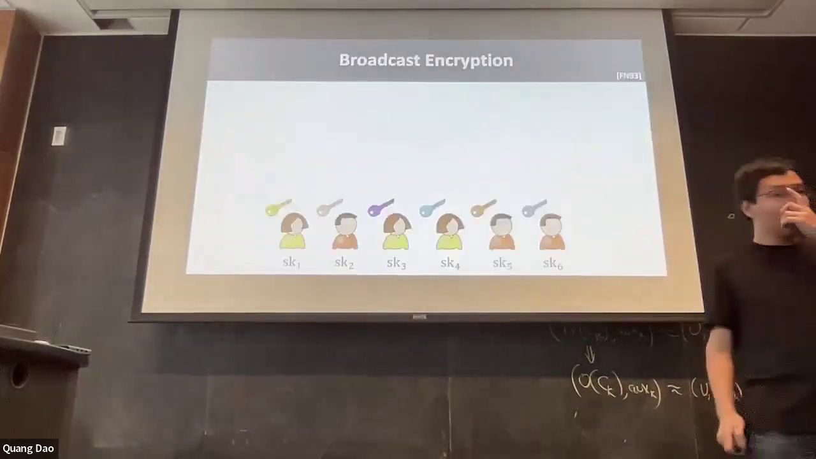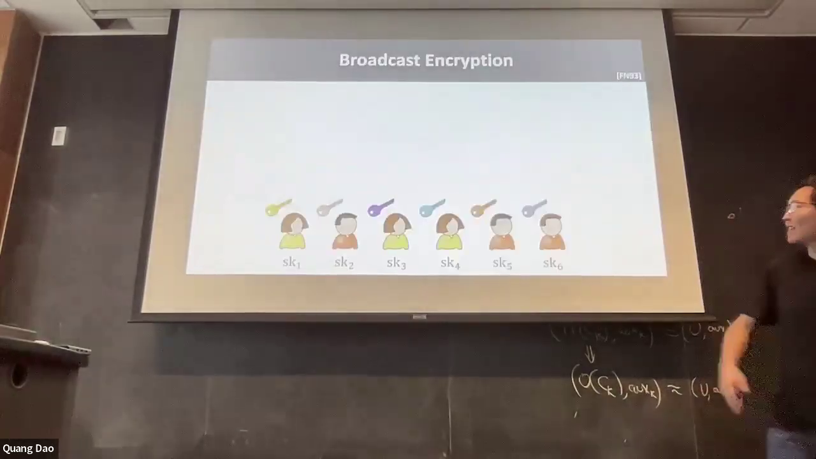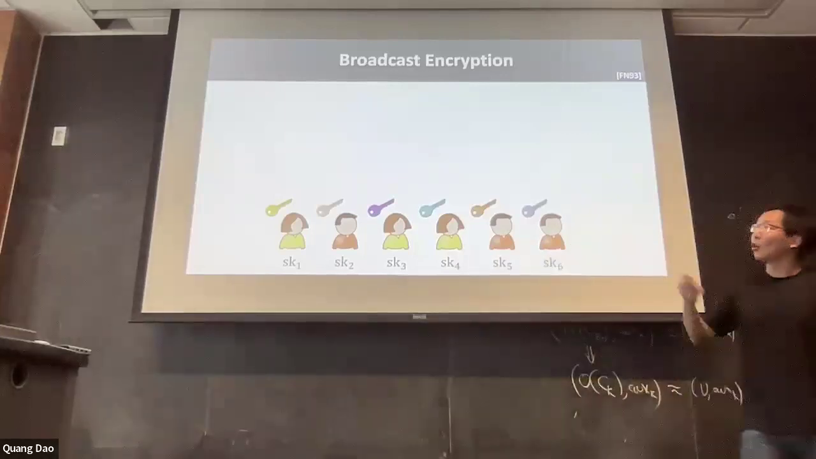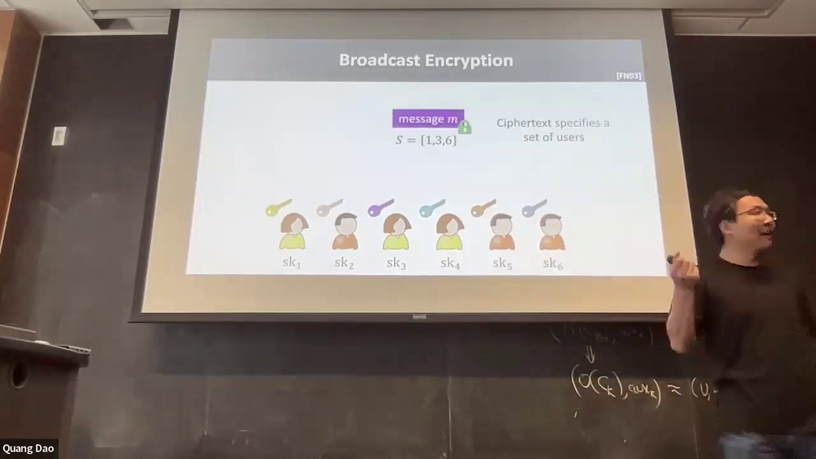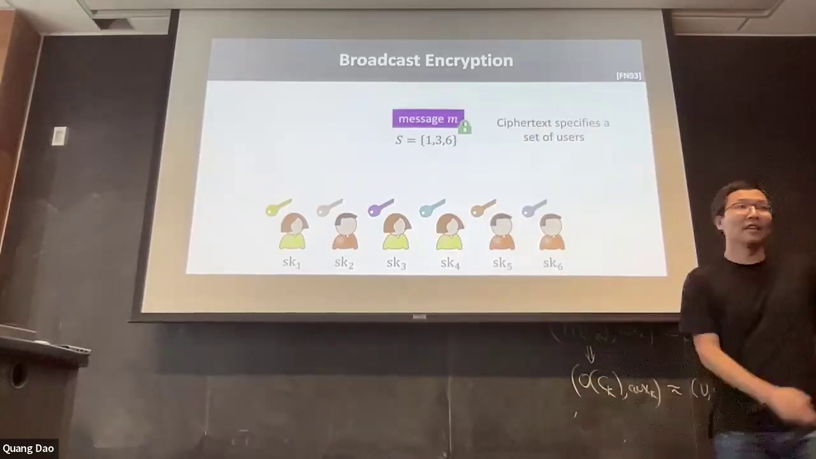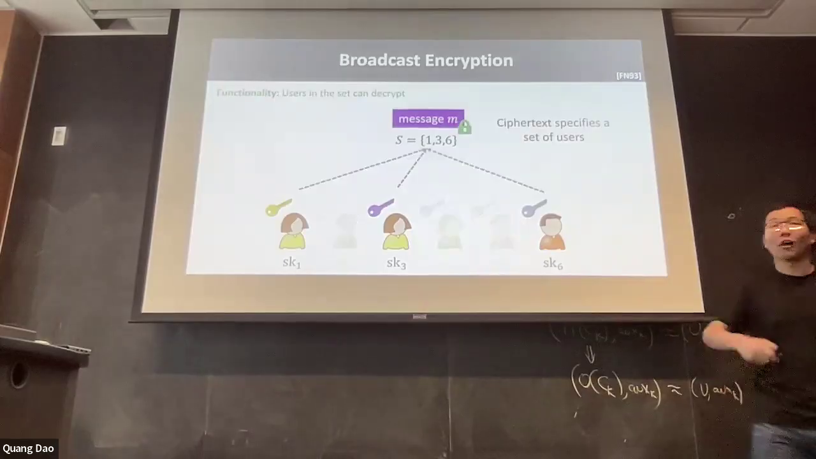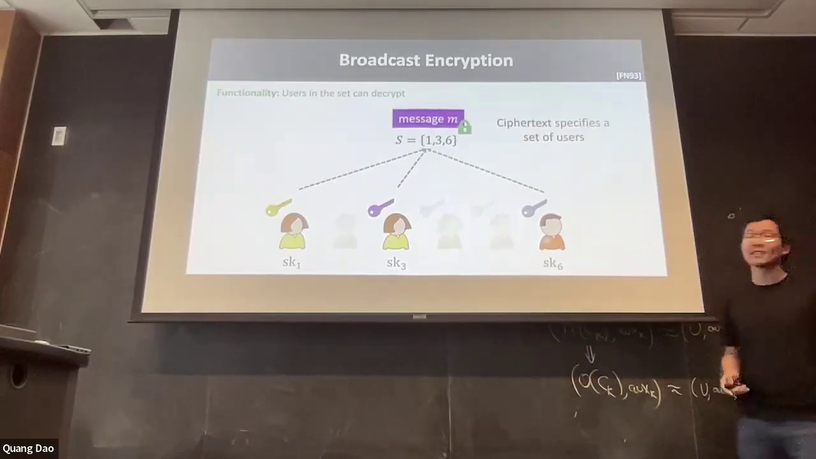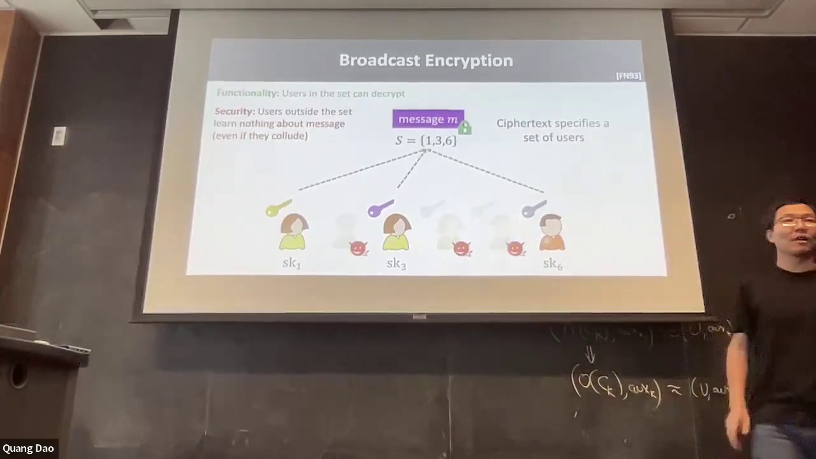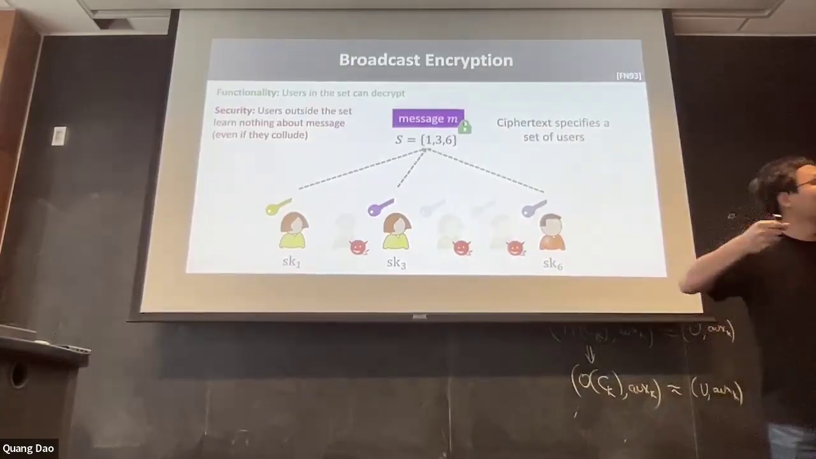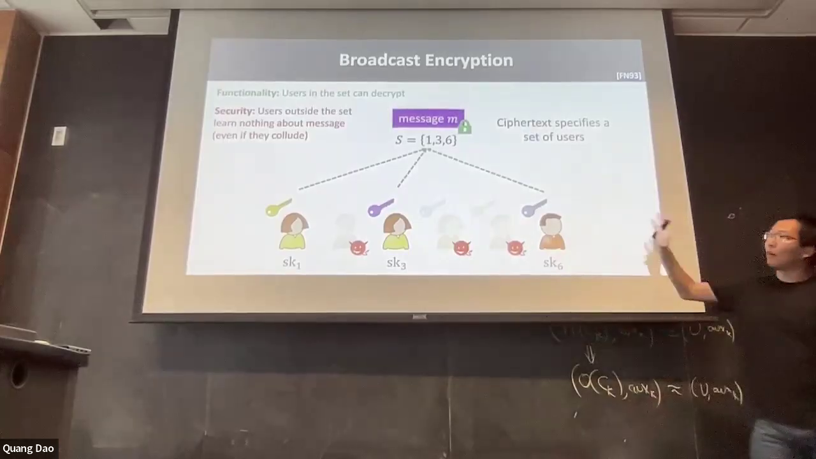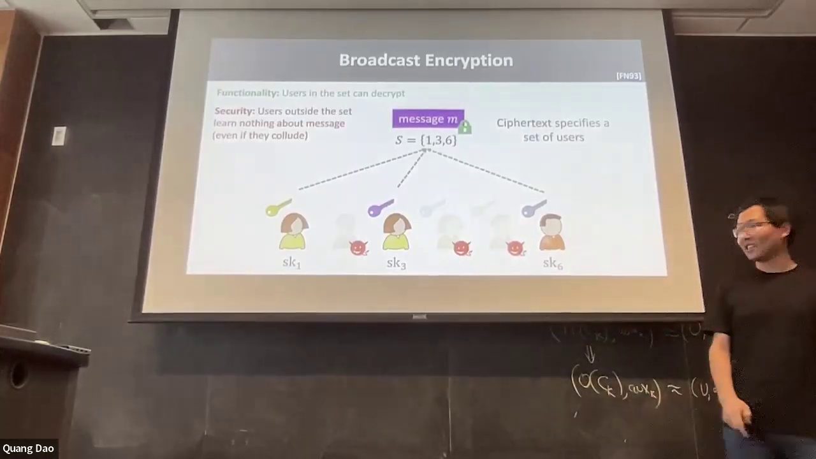So the focus of this talk will be the problem of broadcast encryption. In this setting, there are a number of users. Each user has a secret key. And the goal is the following. I want to encrypt the message to some subset of these users. The functionality requirement is that all of the users in this broadcast set should be able to decrypt the ciphertext, while users outside the broadcast set should not learn any information about the encrypted message, even if they happen to collude with one another. So we're looking at fully collusion resistant broadcast encryption.